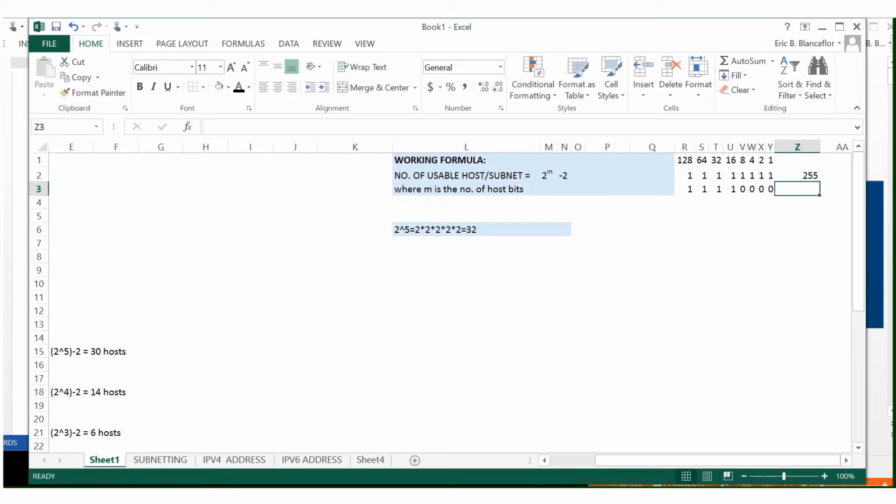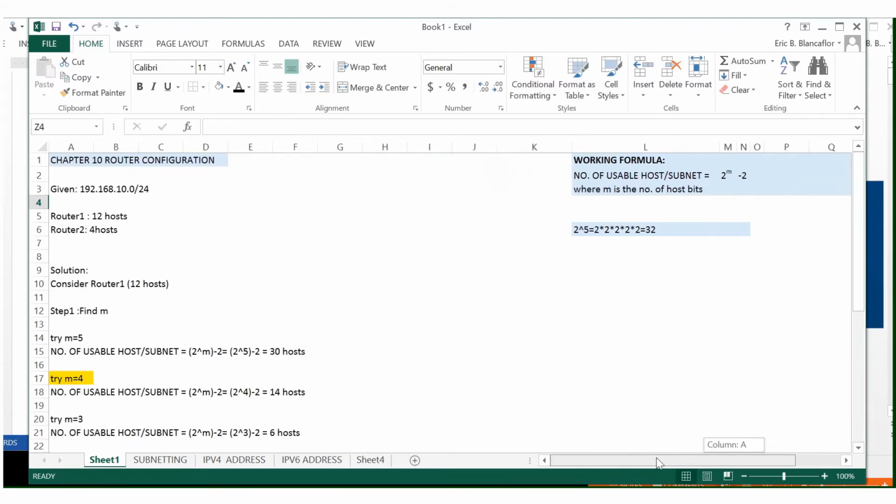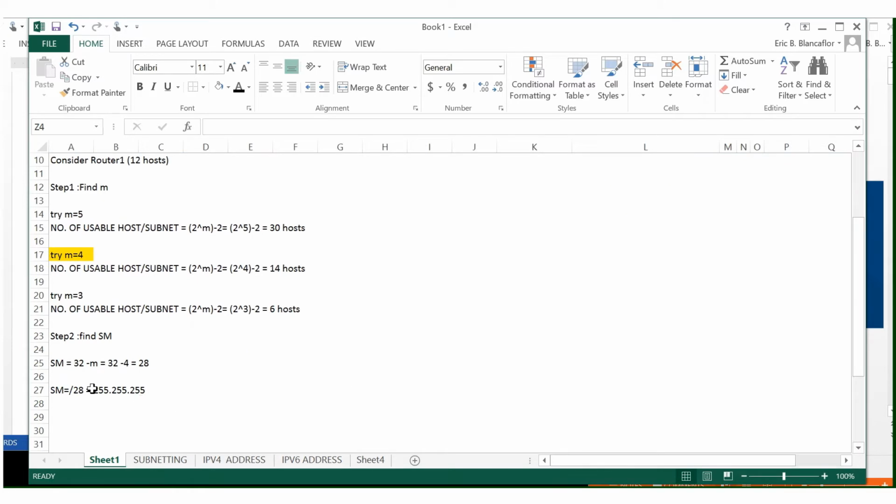There, and convert that in decimal. So you add those that are ones, right? We add 128 plus 64 is 192 plus 32 is 224 plus 16 is 240. There. So I have now 240. So therefore this is 255.255.255.240, and that is now our subnet mask.